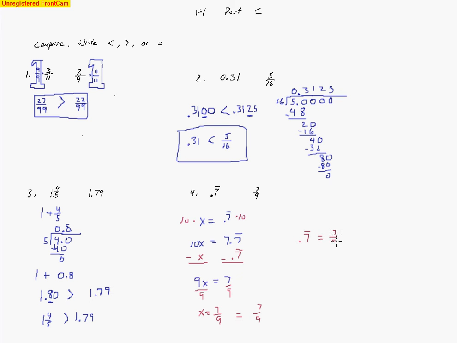They're the same number. Again, we could have changed the 7/9 to a decimal and come up with the exact same answer. So those are types of problems that you're going to see on tonight's homework.